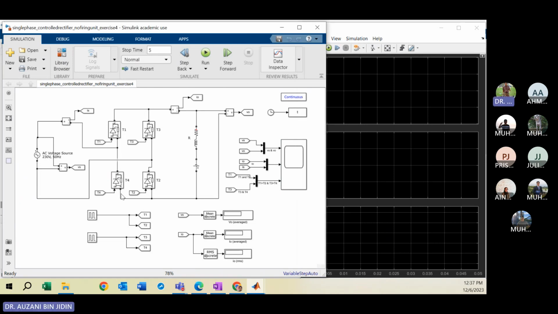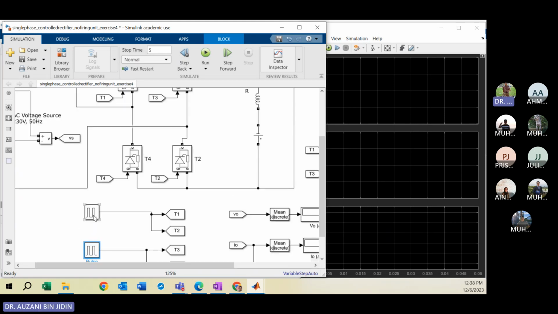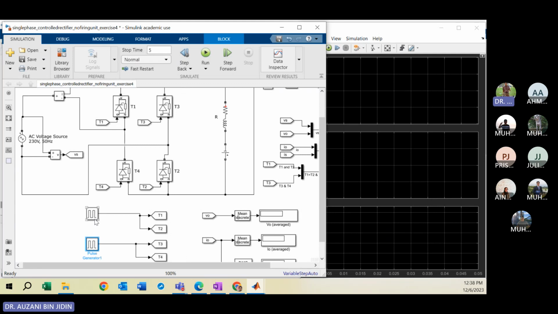Okay, for this simulation model, I generate the current pulse using the pulse generator. For your midterm question next week, you need to know how to design the current pulse using the current pulse generator. So I don't want to discuss this one. You think how to design it based on the illustration that we have discussed in class just now. So please think how to design the current pulse using the pulse generator here.